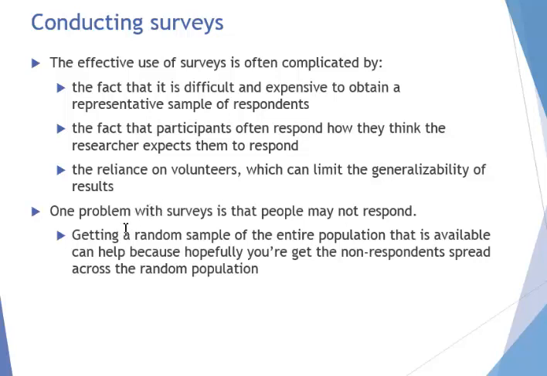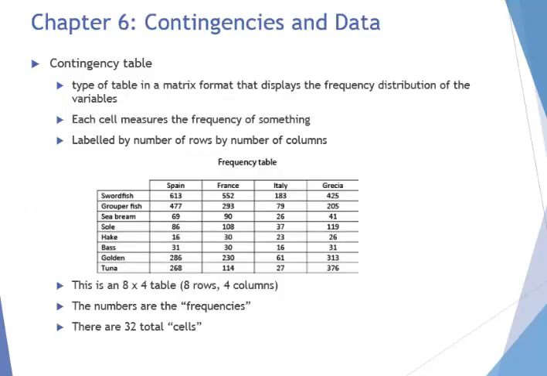Another thing is that people might not respond. So getting a random sample of the entire population that's available can help, because if people don't respond, at least hopefully the people that don't respond will be from also a random cross section, so the people who do respond will be from as random a group as possible.